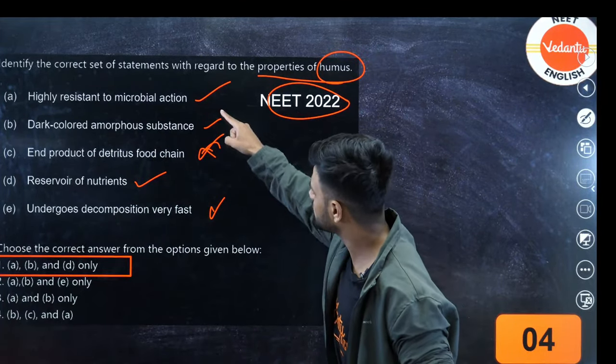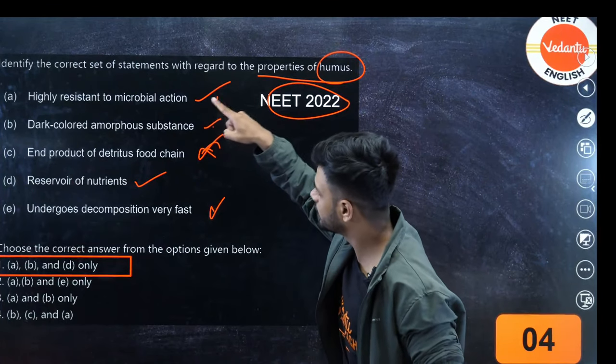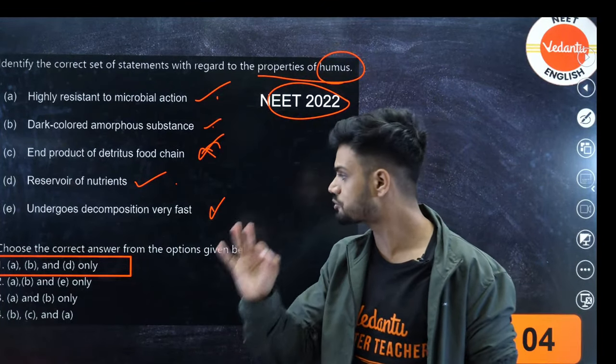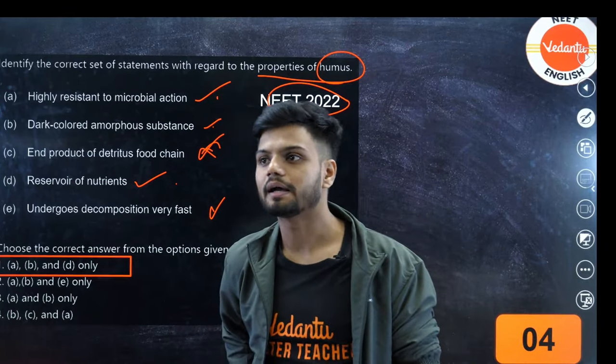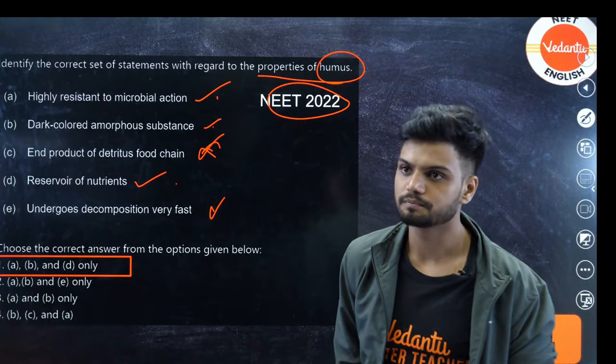So you know what the properties are: highly resistant, dark color, reservoir of nutrients. So option A is absolutely correct here.